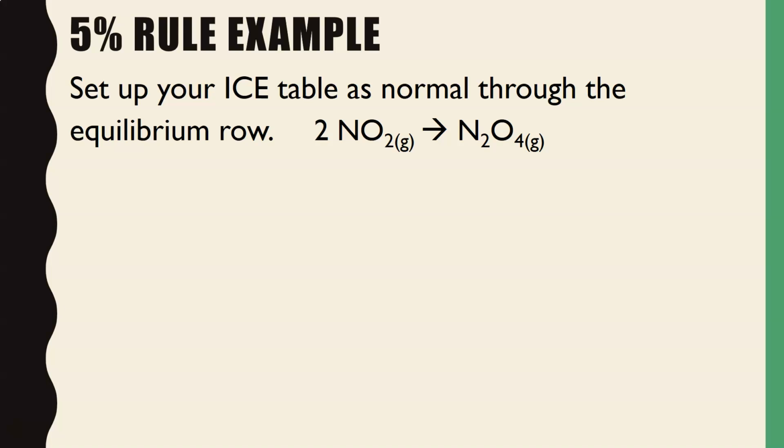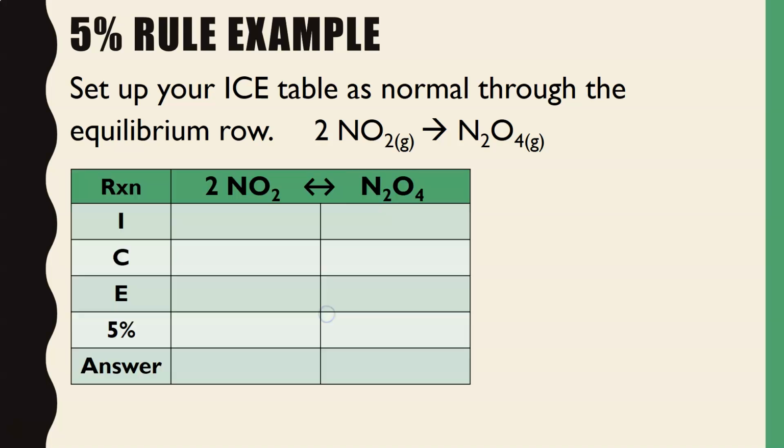All right, let's look at what the ICE table should look like. You should have the reaction at the top. You should have a column for each chemical. You should have a row for each ICE, your 5%, and your answer at the bottom, like that.